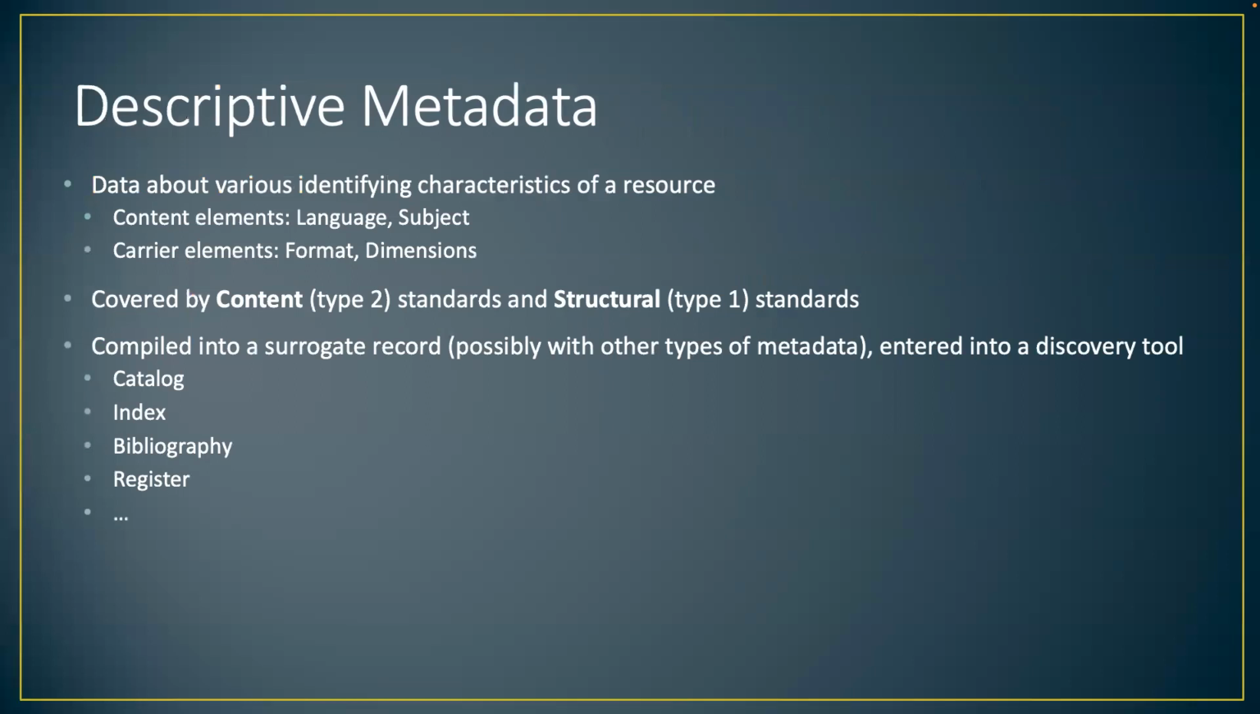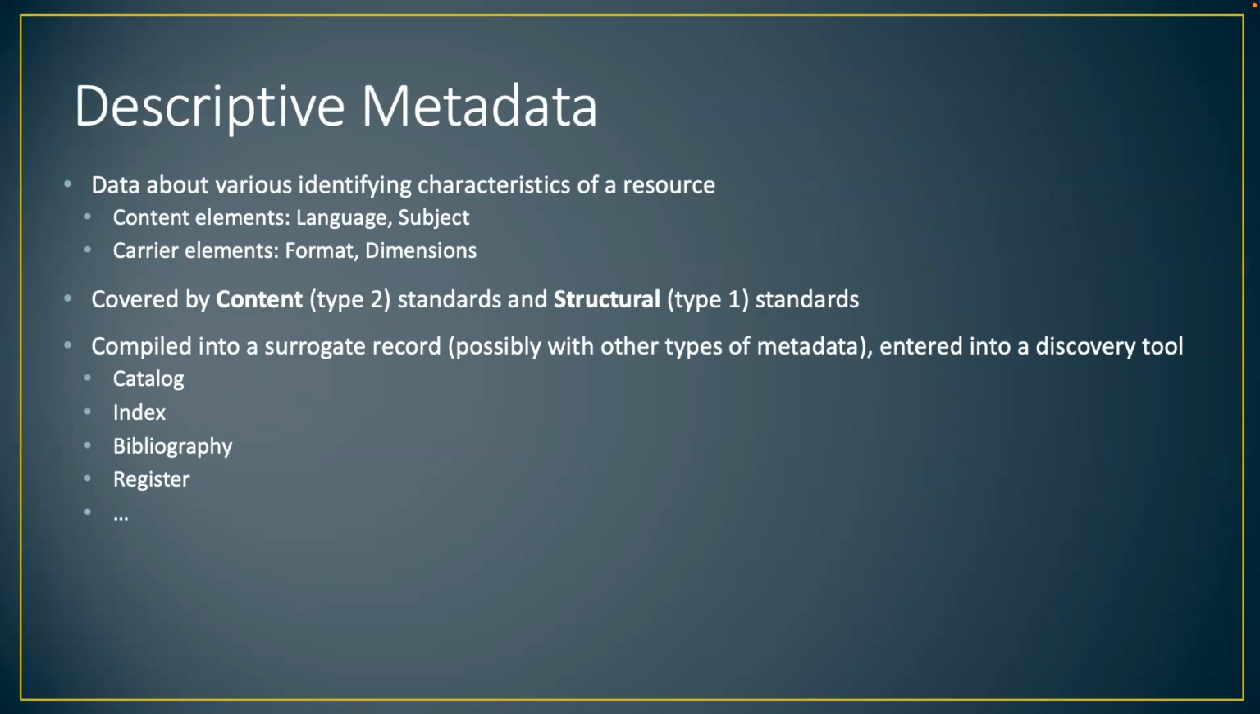And a description actually contains two aspects. When we try to describe a resource, there are two major perspectives we can describe these things. The first is the content. So for example, the title or the language or the subject, etc. And then there is a carrier element, such as a format and dimension.